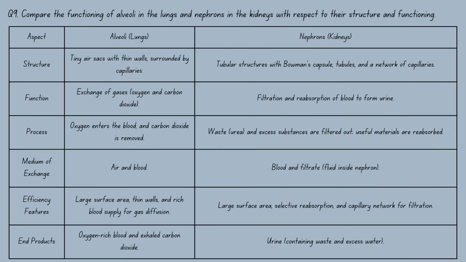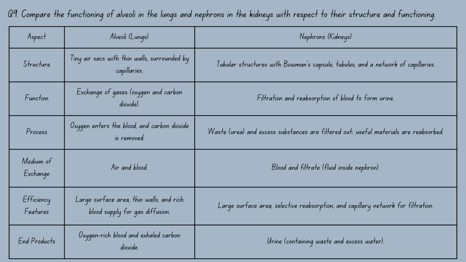Question 9. Compare the functioning of alveoli in the lungs and nephrons in the kidneys with respect to their structure and functioning. Structure. Alveoli have tiny air sacs with thin walls, surrounded by capillaries, while nephron has tubular structures with Bowman's capsule, tubules, and a network of capillaries. Function. The function of alveoli is exchange of gases, oxygen and carbon dioxide, while the function of nephron is filtration and reabsorption of blood to form urine.